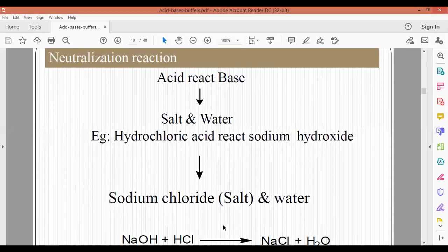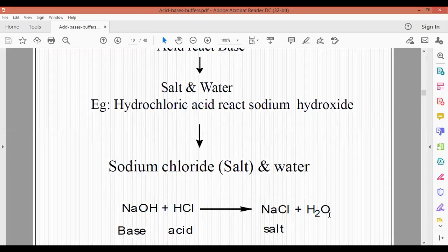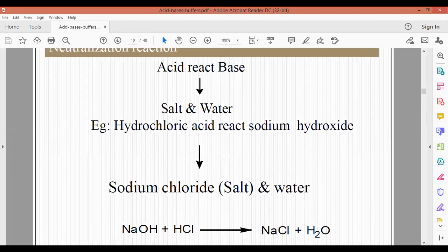Next one is: what is meant by the neutralization reaction? What is the neutralization process? When acid and base react with each other, there is a formation of the salt as well as the water. Hydrochloric acid reacts with NaOH. There is a formation of sodium chloride as well as the water. NaCl acts as a salt, NaOH is the base, HCl is the acid. That is the neutralization process.